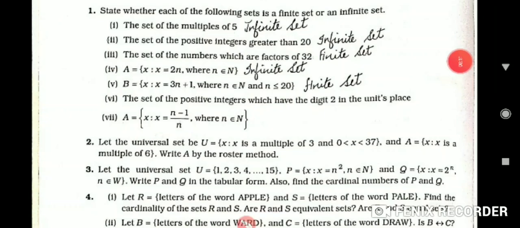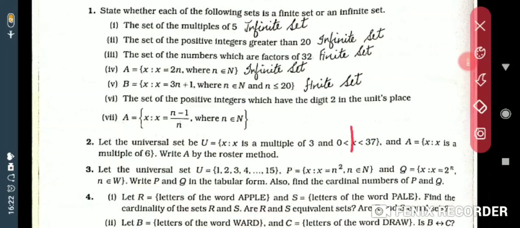Now let's do some sums. So first question is, state whether each of the following sets is a finite set or an infinite set. As I explained earlier, finite set means that are countable, infinite set means that are uncountable. So first question is the set of the multiples of 5. Can you count down the multiples of 5? No. Infinite, uncountable, so many, 5, 10, 15, 20, and so on. So it is an infinite set.